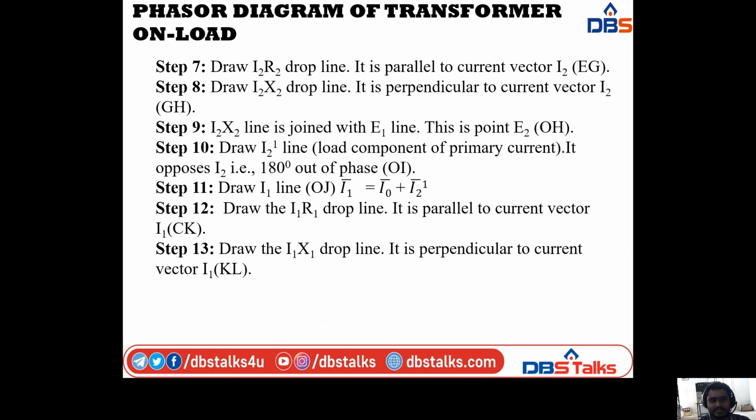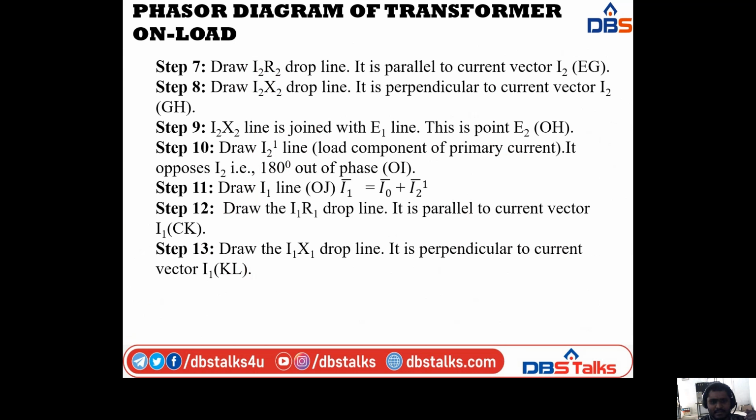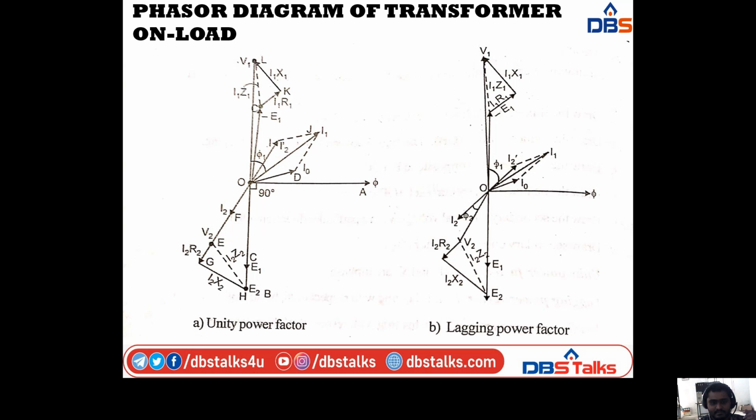Next, coming to the ninth step. The I2X2 line is joined with the E1 line. In this ninth step, I am joining the I2X2 line with the E1 line. That is the E2 line, represented with OH. In all three cases, we have this OH line. Here I am combining the I2X2 line with E1, that is, with V1. That's why in all the cases we have this line.